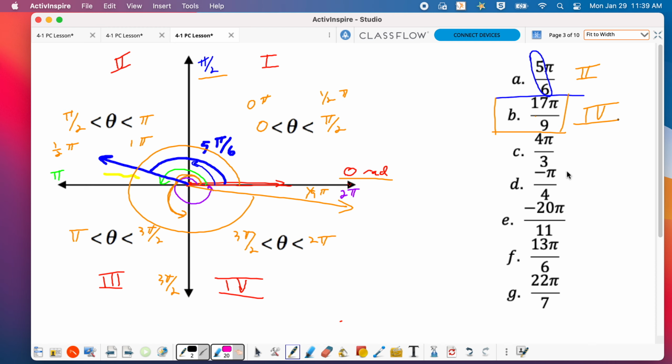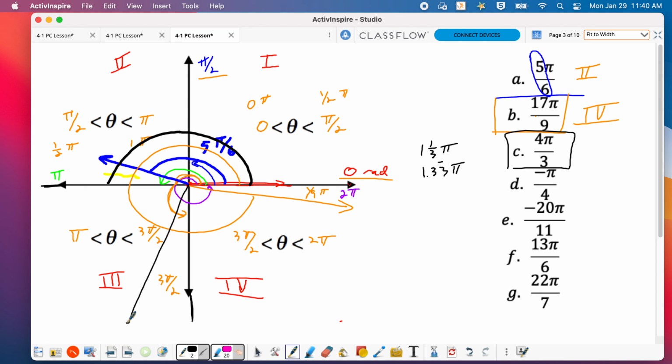All right, 4 pi over 3. I know 4 pi over 3 is going to be 1 1/3 pi's, because that's math I've done multiple times. So if I rotate 1 1/3 pi, I'm going to go, okay, there's 1 pi, which is, if I do a little bit more math, 1.33 pi, repeating. That's past 1 pi, not quite to 1.5 pi, but closer.